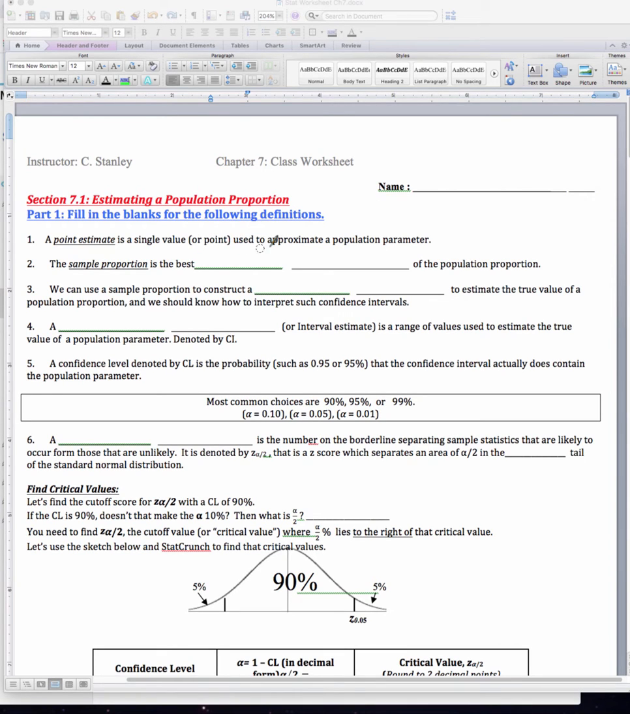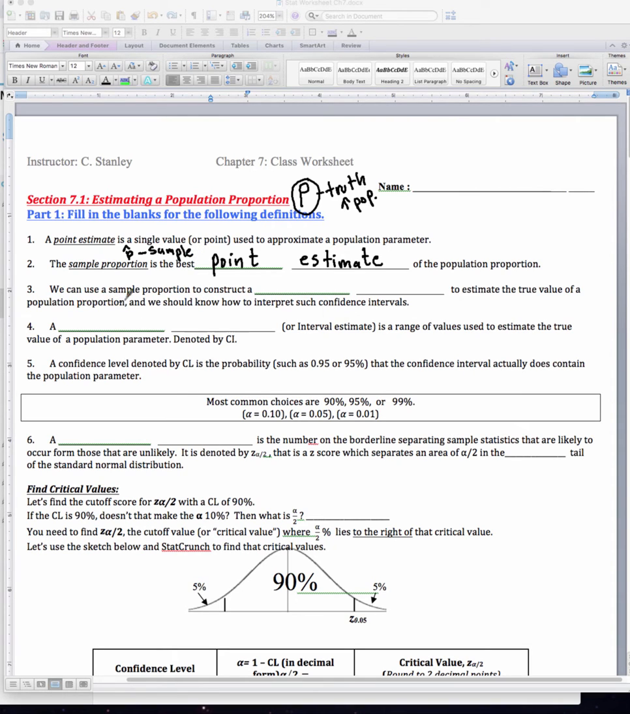Okay, so a point estimate is used to approximate a population proportion. So we're estimating a population proportion, and that's going to be our P. A point estimate is a single value or point used to estimate the population proportion. The sample proportion is the best point estimate. The sample proportion is actually called p hat, so this is p with a little hat around it. This is the truth, from the population. This is from the sample.